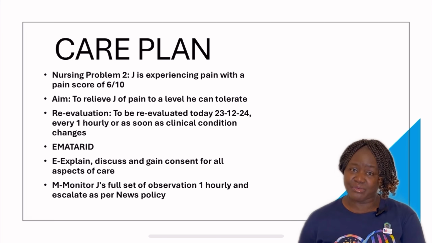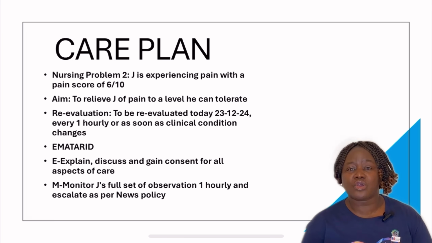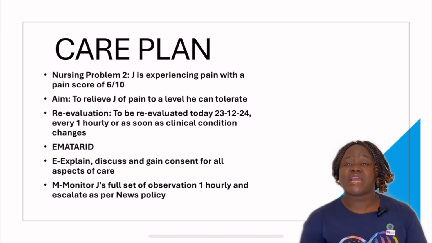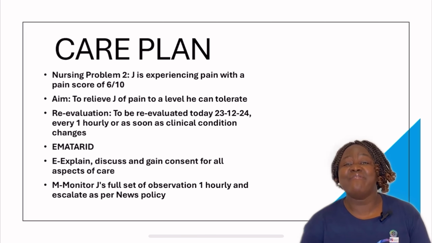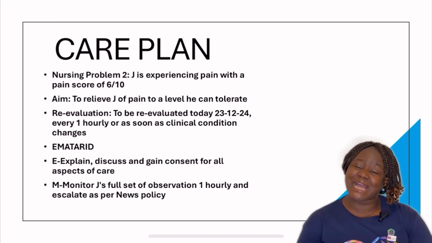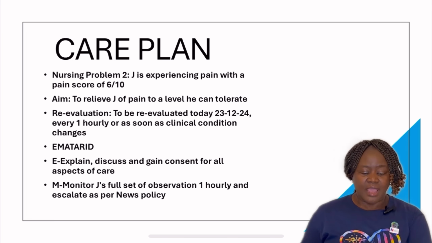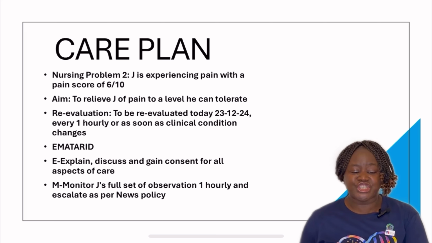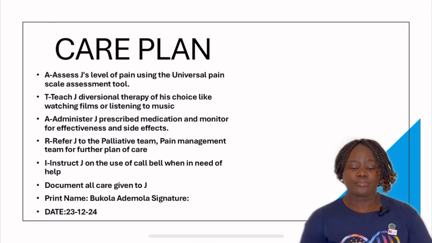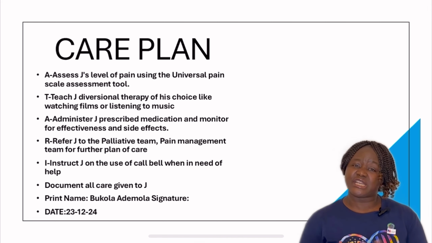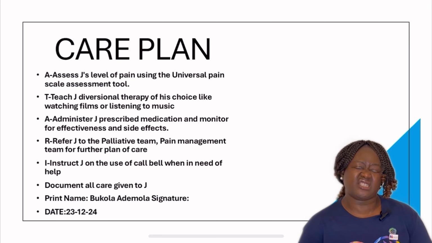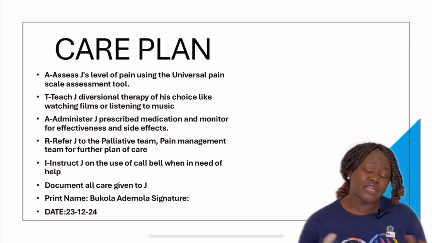We want to follow a mnemonic to make it simple. E: Explain, discuss, and gain consent for all aspects of care from James. Monitor James's full set of observations every 1 hourly. Where did I get the 1 hourly from? From my assessment station. And escalate as per NEWS2 policy. Assess James's levels of pain using the universal pain scale tool. You want to teach James diversional therapy of his choice, watching films, listening to music, or even deep breathing exercise, repositioning, depending on the location of the pain.